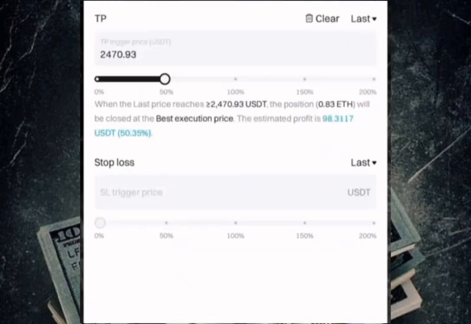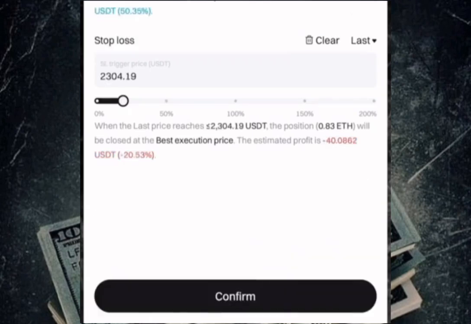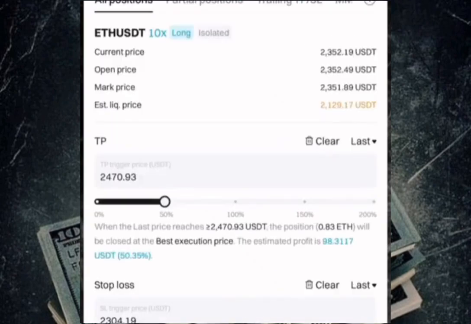And also for stop loss, let's say we are losing just 20%. Let me put it to 20. So for 20%, that means our stop loss price will be $2,304. And then we are going to be losing $40. So $40 is 20% of $200. So if you're okay with that, just click on confirm. But I will not be clicking on confirm because I already set the take profit and stop loss. So that is how you can set your take profit and stop loss after you enter the trade.